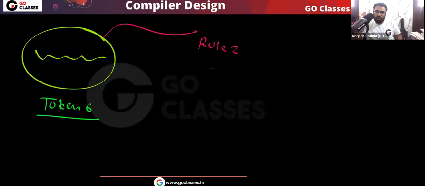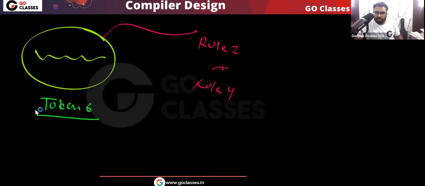Please understand, in your mind you are thinking that for this string let's generate token 6. But immediately I will say that if you are generating token 6 because it is matching rule 6, it is also matching either rule 2 or rule 4. Yes or no?